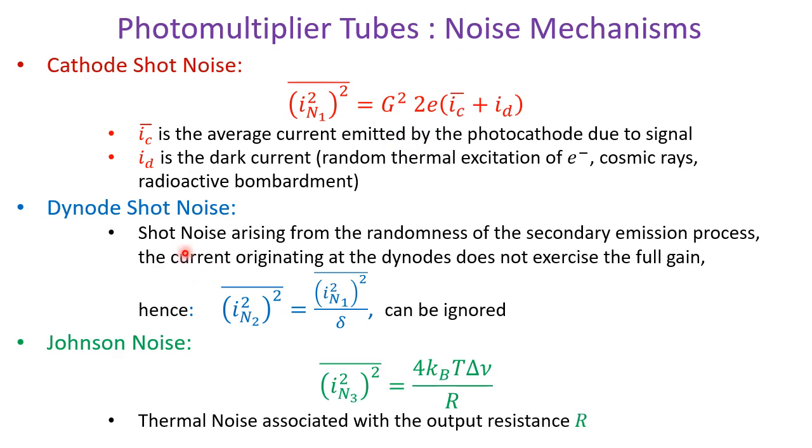The other noise, of course, is the Johnson noise, and this is basically related to the fact that when the current comes out, you need to drop it across a resistor. There is always going to be a dissipative element, and with this particular thing one has to associate an appropriate temperature with that process of getting the output, and this would be the Johnson noise contribution to the photomultiplier tube.